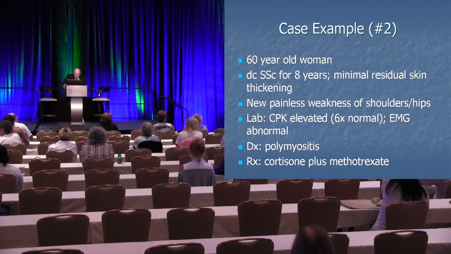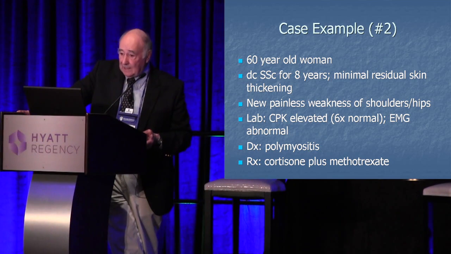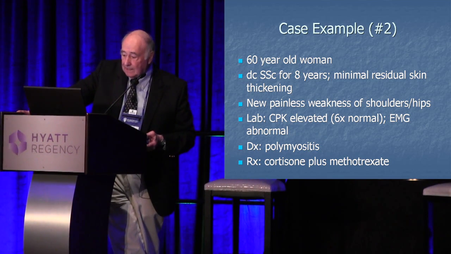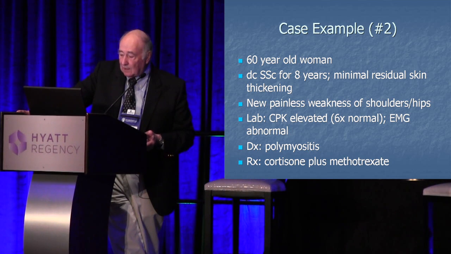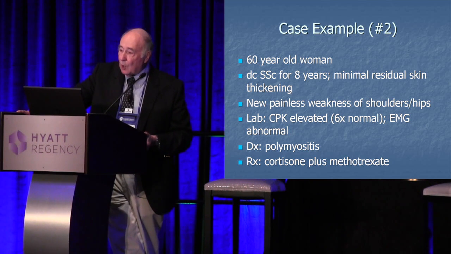Okay, another one, 60-year-old woman, diffuse disease for 8 years. And so that's late-stage diffuse, minimal residual skin thickening. In other words, the extensive skin thickening resolved. So perhaps all that was left was thickening of the skin of the fingers and maybe the hands.